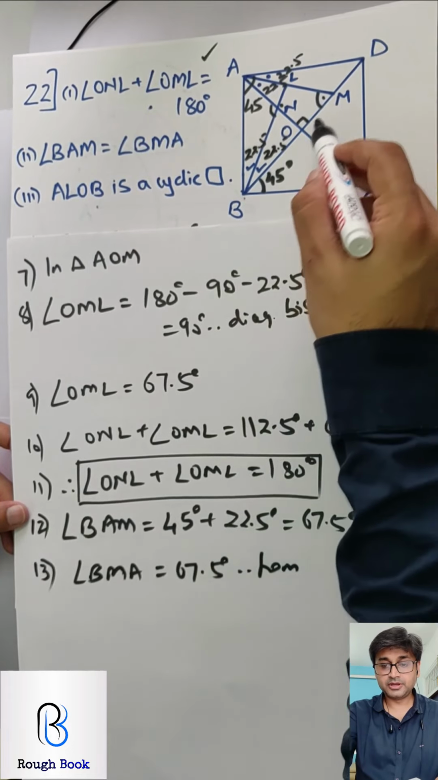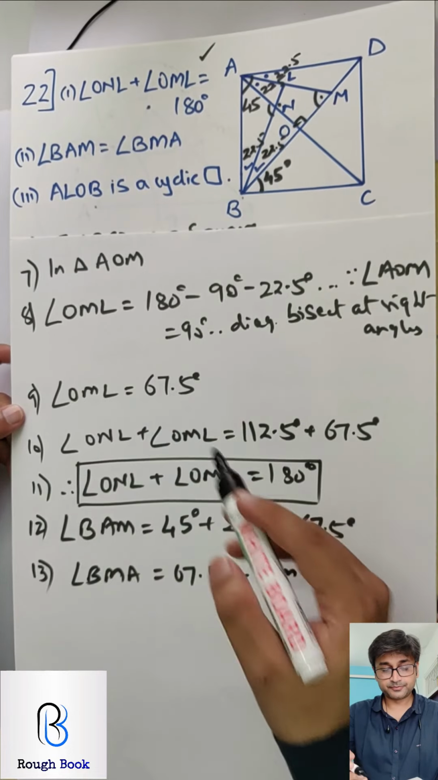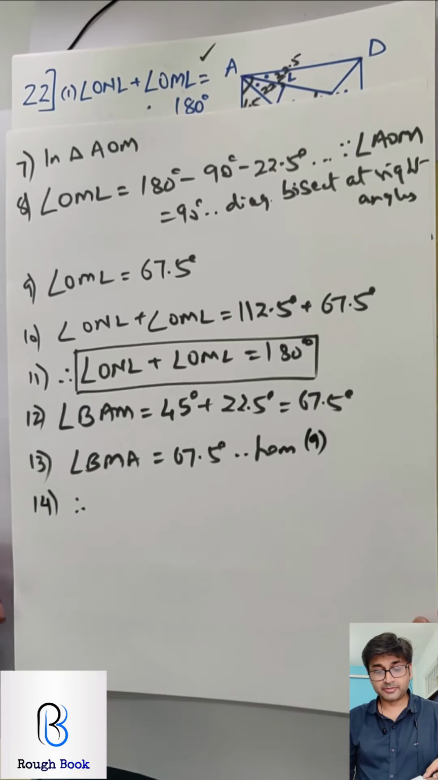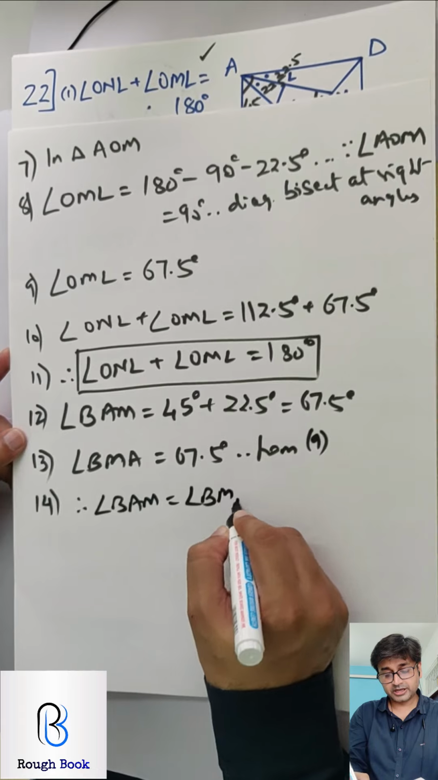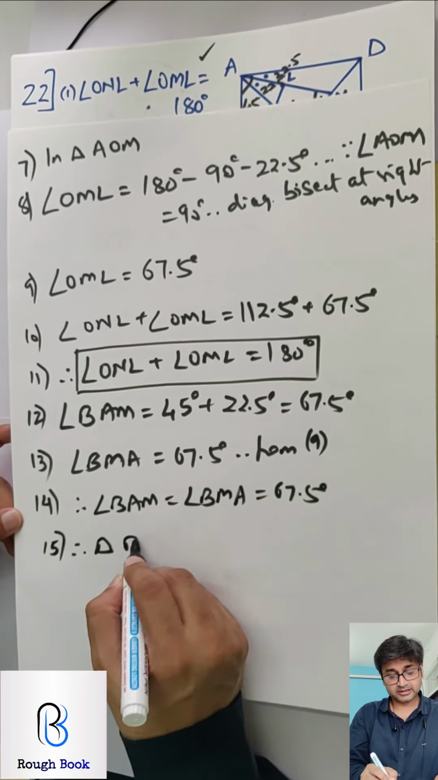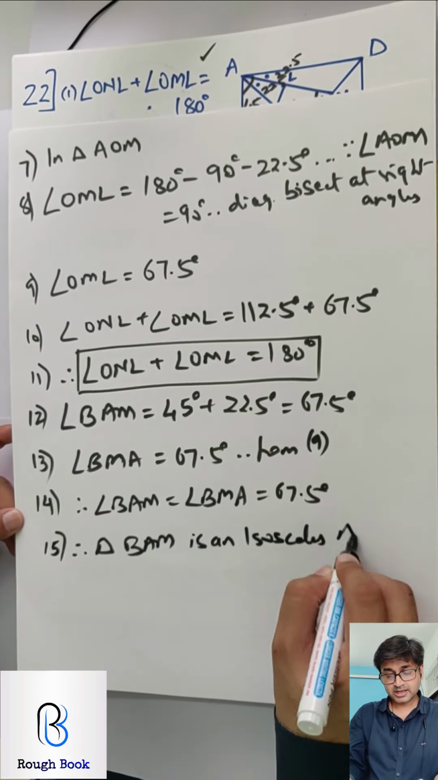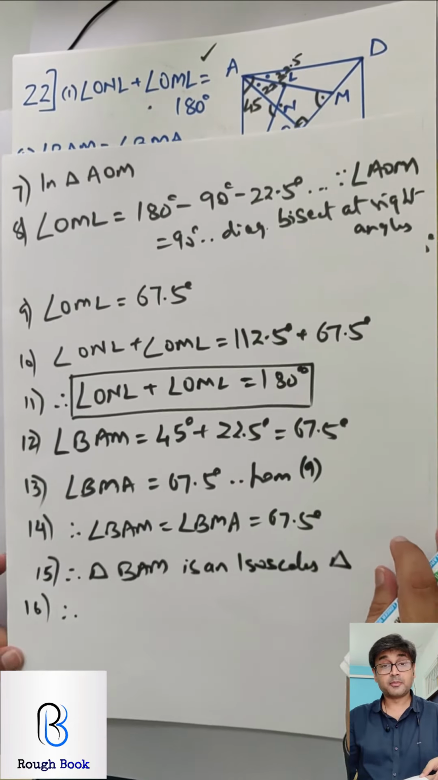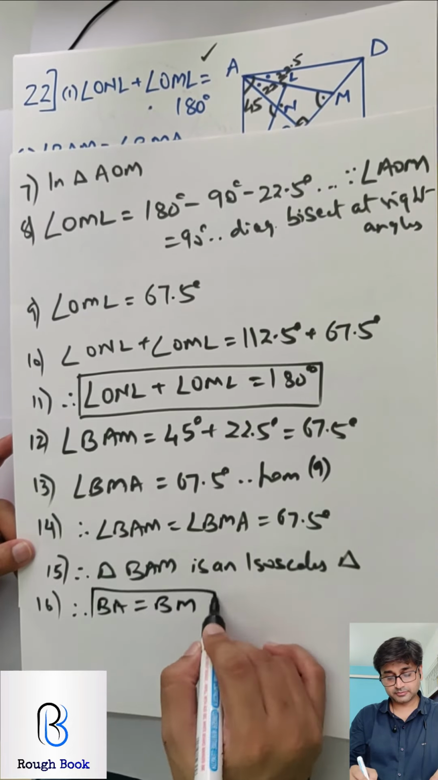BMA is OML, one and the same. So from 9, finally, we can say therefore both the base angles are equal. That is BAM equals BMA equals 67.5. And therefore triangle BAM is an isosceles triangle. And since it's an isosceles triangle, therefore we can say BA equals BM. So second part sorted. BA equals BM.